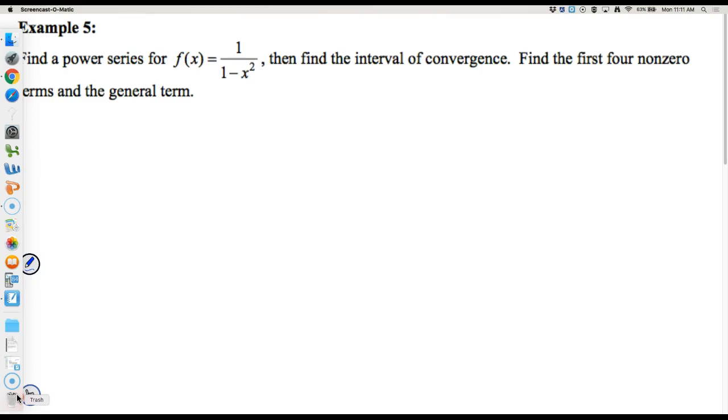And then we have sine, which is an odd function, so it goes x to the first minus x cubed over 3 factorial, plus x to the fifth over 5 factorial, and so on. And then we have cosine, which is the even function, 1 minus x squared over 2 factorial, and so on.